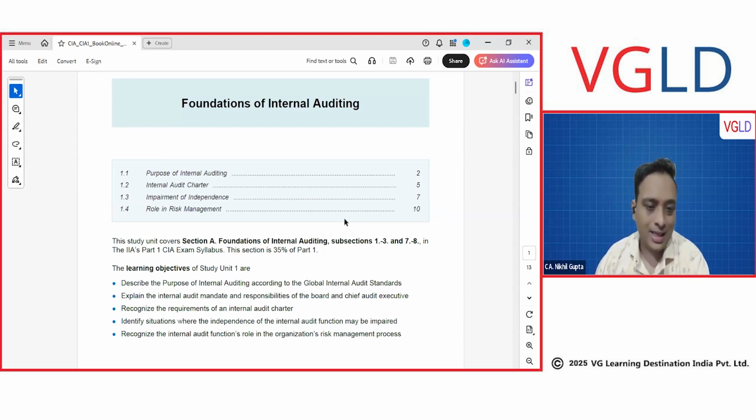Learning objectives: describe the purpose of internal auditing according to the Global Internal Audit Standards, explain the internal audit mandate and responsibilities of the board and chief audit executive, which we call the CAE. Recognize the requirements of an internal audit charter, identify situations where independence of internal audit functions may be impaired, and recognize the internal audit function's role in the organization's risk management process.